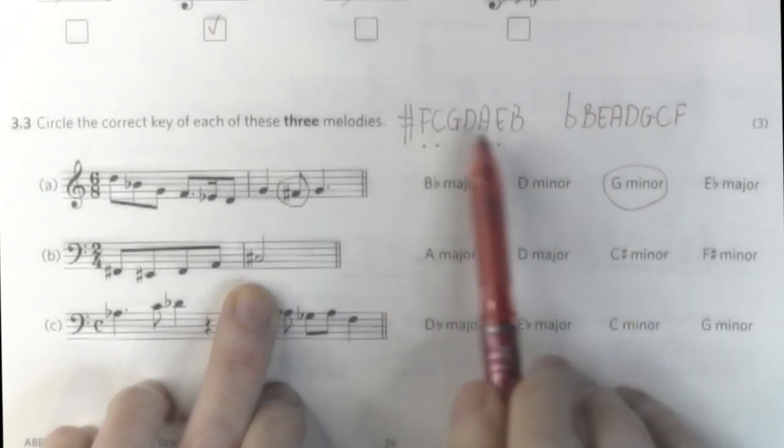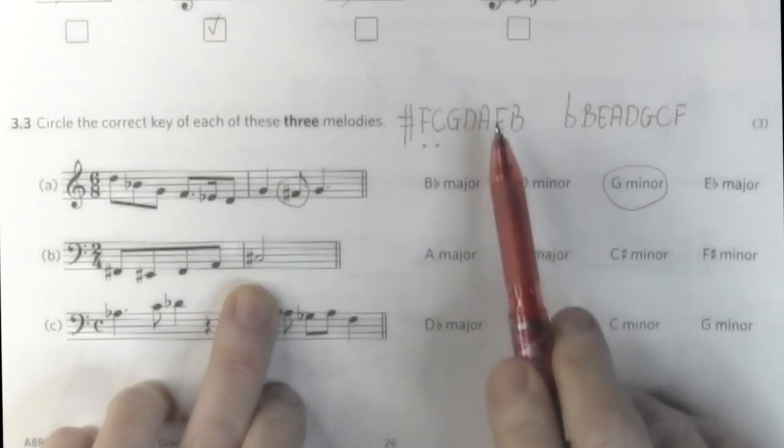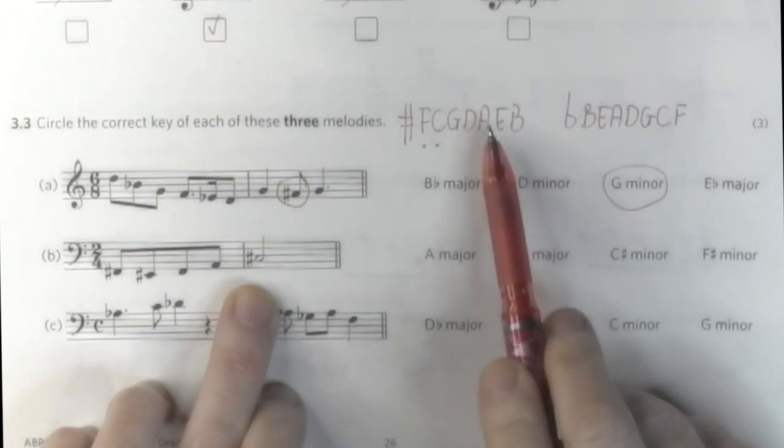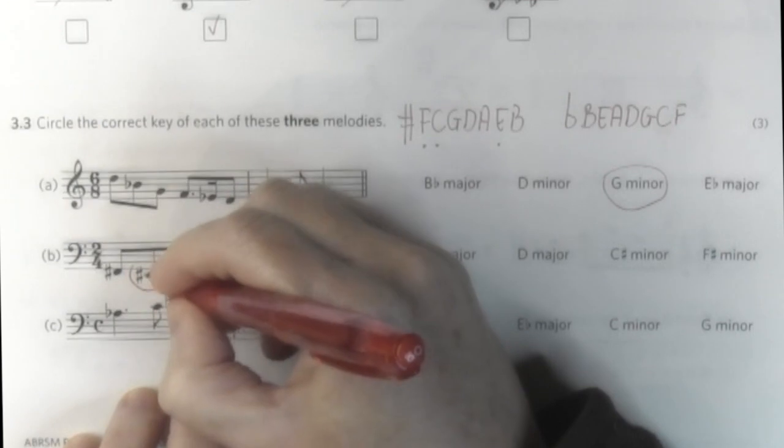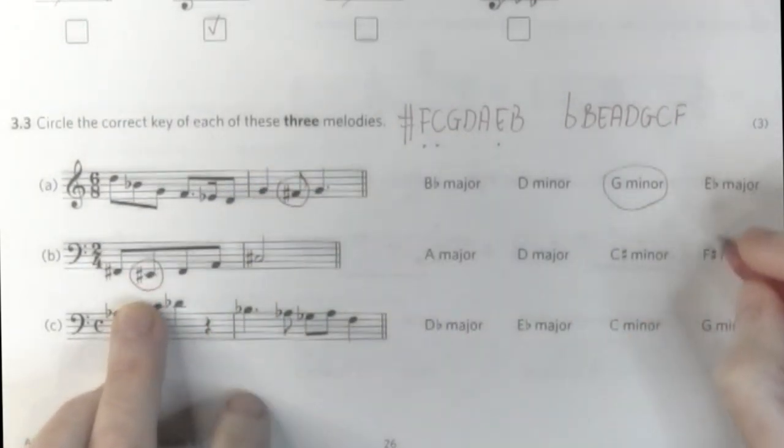So it is impossible to have this gap here, but it can only happen if this is the raised leading note of a minor scale as well. So mi sharp plus 1 semitone is fa sharp. This is in F sharp minor.